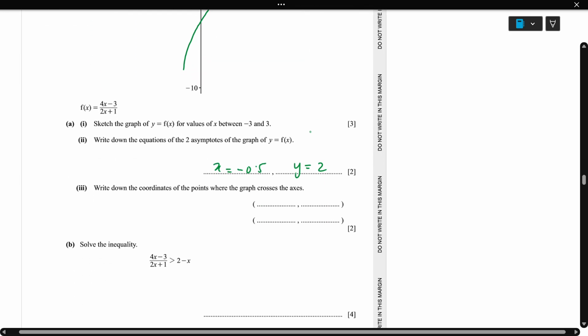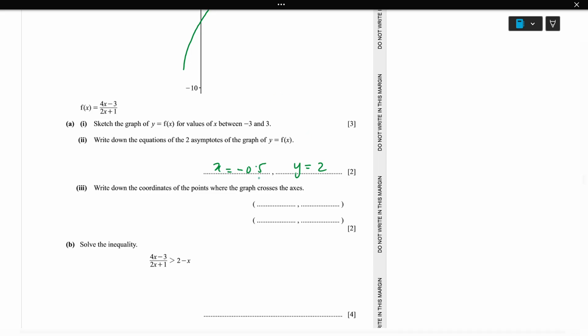Next one, write down the coordinates of the points where the graph crosses the axes. Exactly, again look at the calculator, you will get the values. One is (0, -3), another one is (0.75, 0).